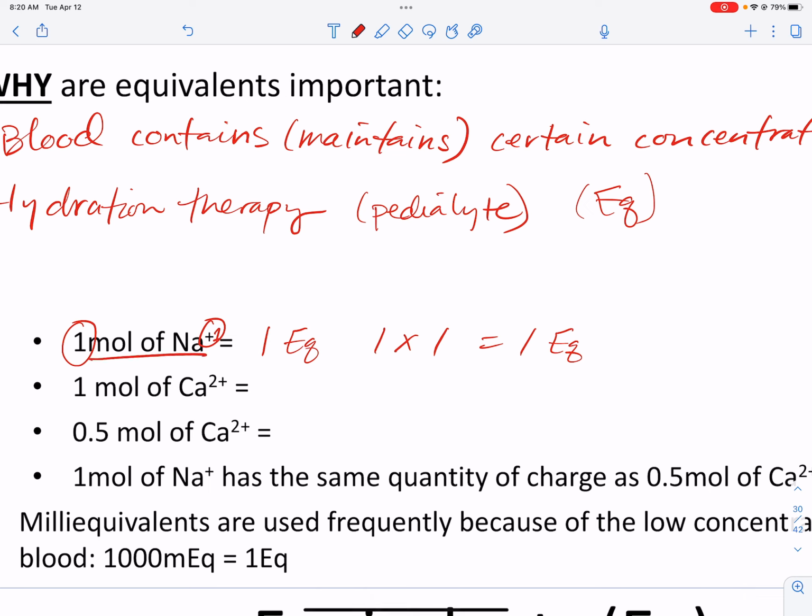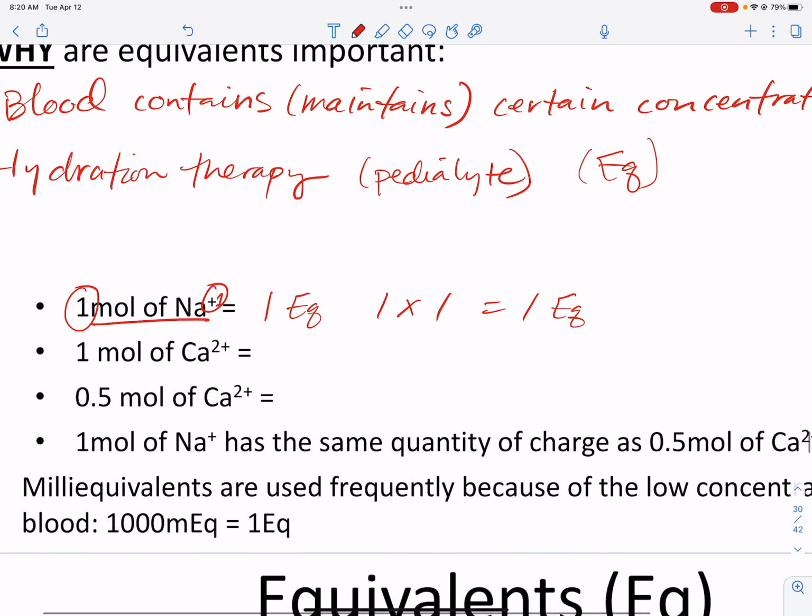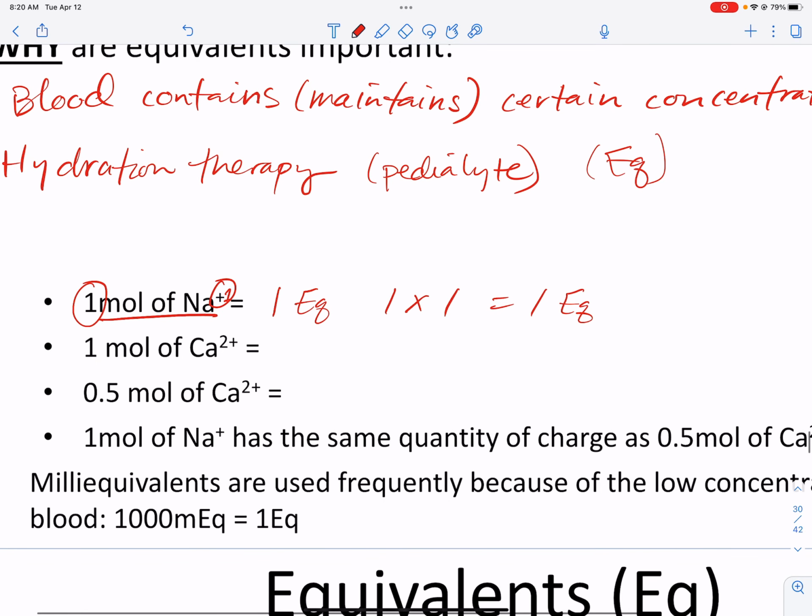Now, it could also be negative charge. It doesn't have to just be positive charge, and we'll get to that on a practice problem in a minute. What if I have 1 mole of calcium ions, which each have a plus 2 charge? I'll take the 1, and I'll say times positive 2, which means I have 2 moles of charge, so I've got 2 equivalents. I'm taking the number of moles and multiplying it by the number in my charge on my ion to get the number of equivalents.